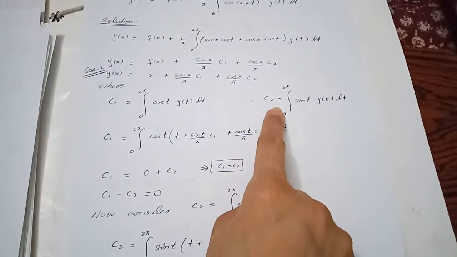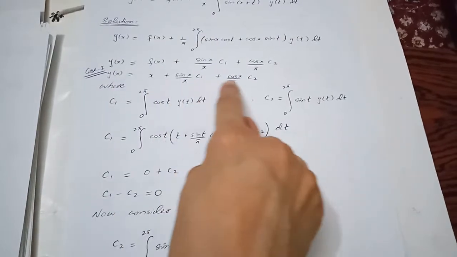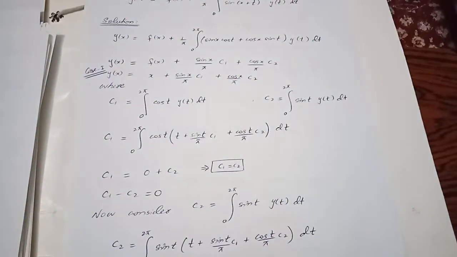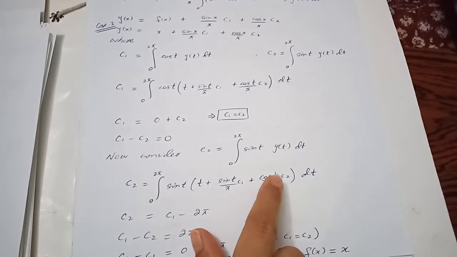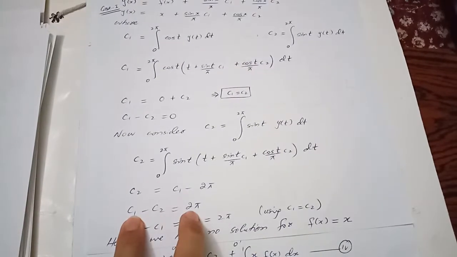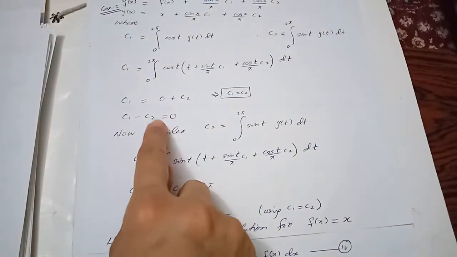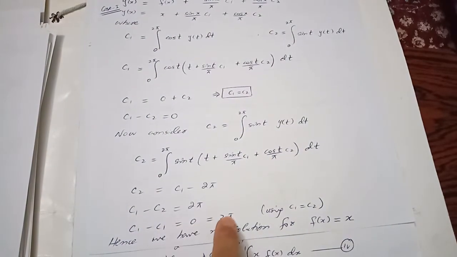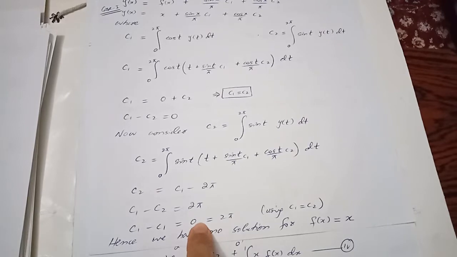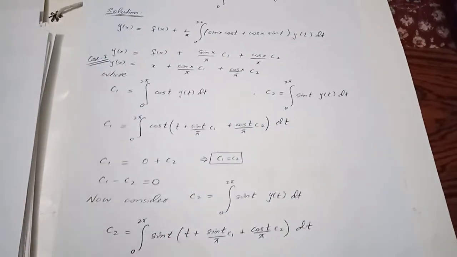Now let's consider c2 and plug in here the value of y of t from this equation. After plugging in the value and integrating it, you will get this equation. And you can see that here we will get c1 minus c2 is 2 pi. And you know that c1 minus c2 is 0. So if you use the 0 here, you know that 2 pi can never be 0. So it means for f of x equals x, you have no solution.